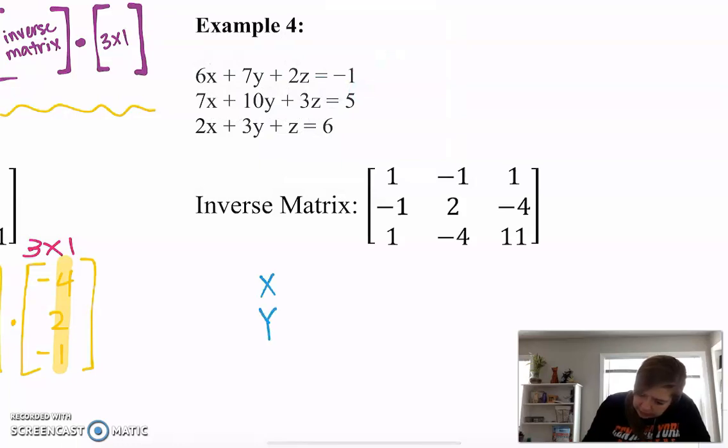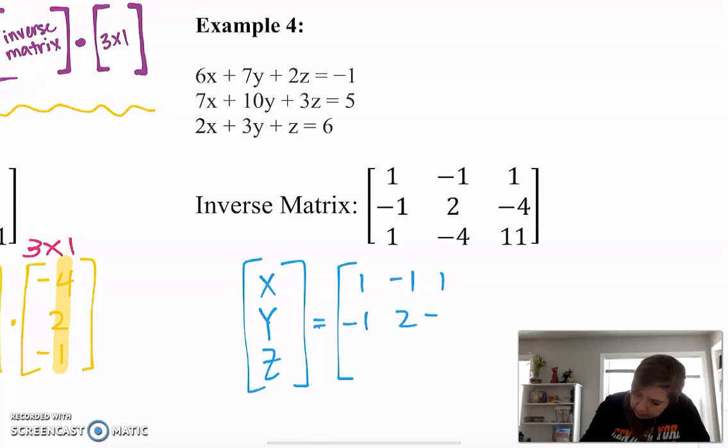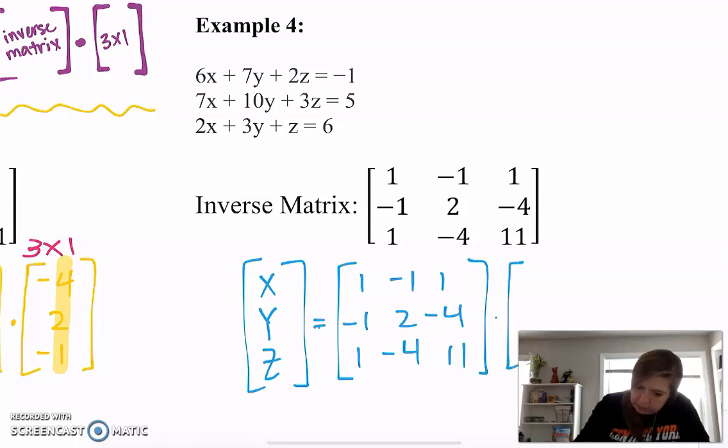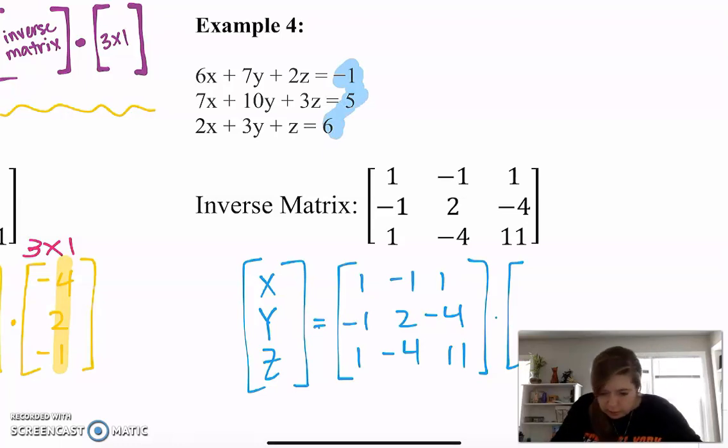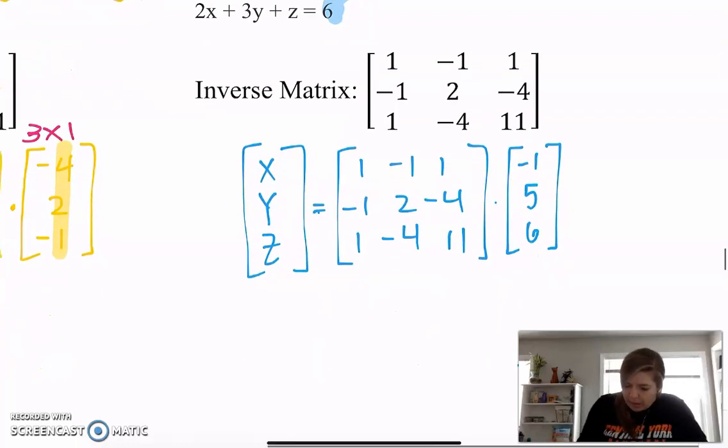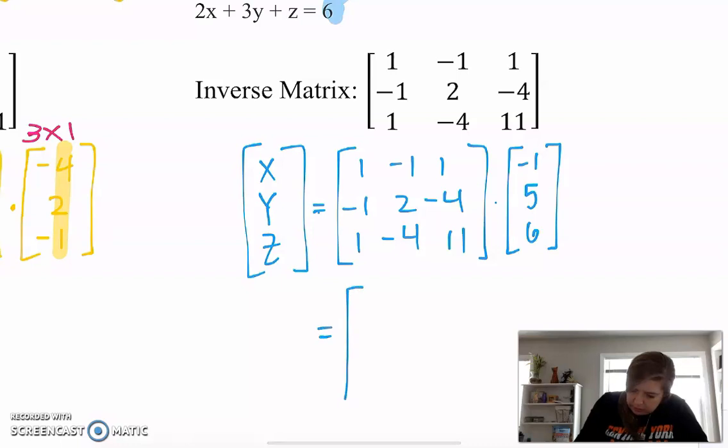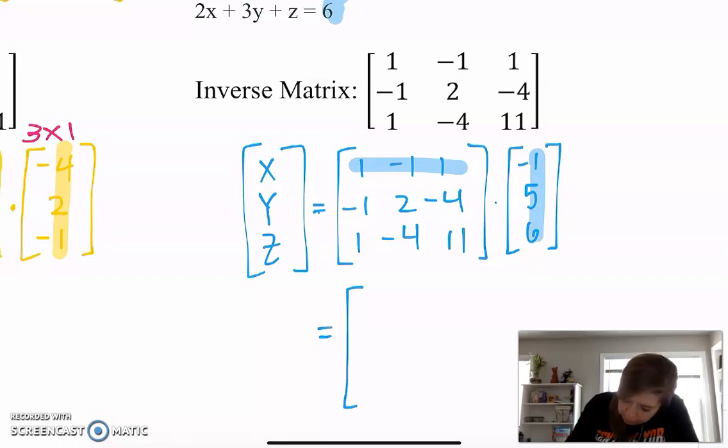still using x, y, and z, it's going to equal this inverse matrix here: 1, negative 1, 1, negative 1, 2, negative 4, 1, negative 4, 11, times those three values, so negative 1, 5, and 6. So again, row times column. So negative 1, negative 5, plus 6.